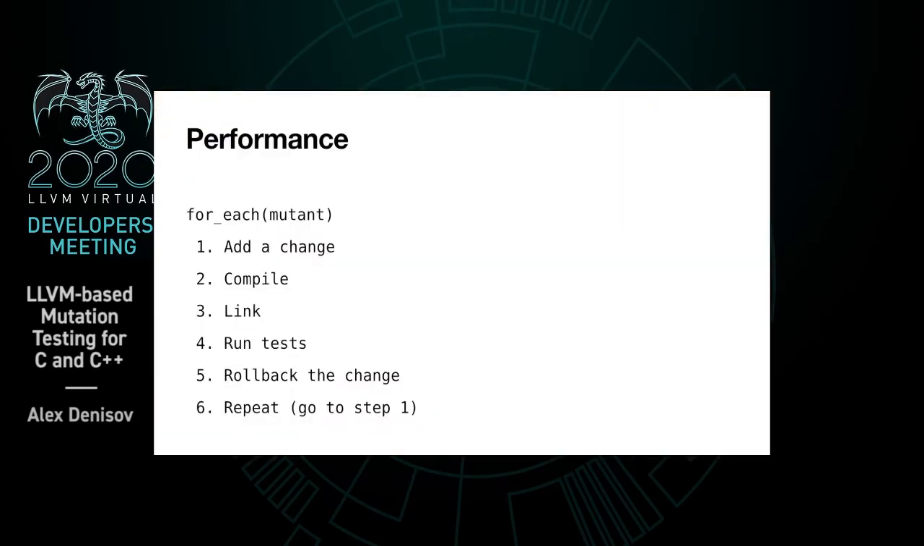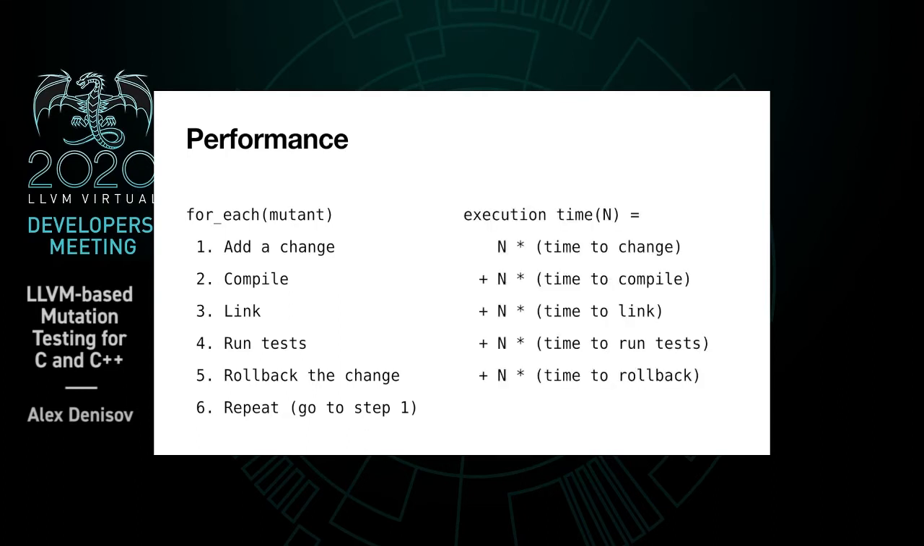So with that being said, let's look at some numbers. To understand the performance implications, we should first understand how mutation testing works. So here is a brief algorithm. Add a change, compile, link, run tests, roll back the change, and repeat. With this process in mind, we can calculate the execution time for n mutants. The formula is simple. Take the time each step takes and multiply it by the number of mutants, and of course sum up all the results.